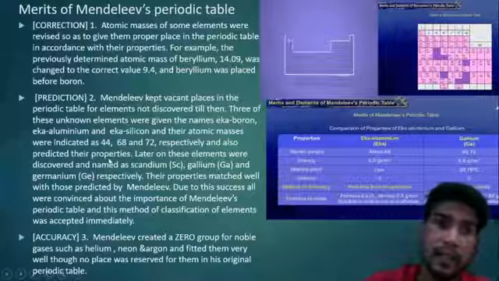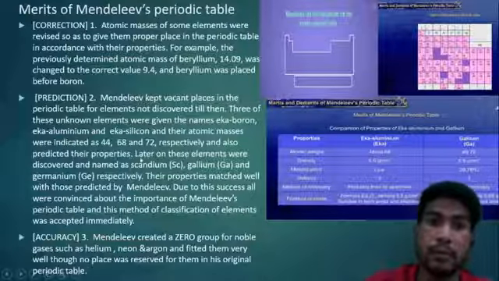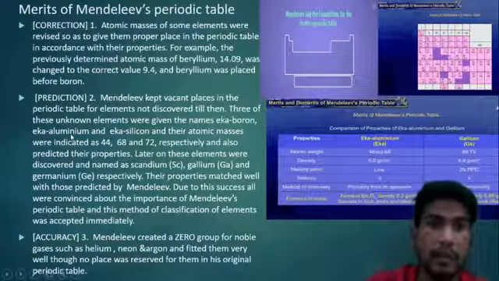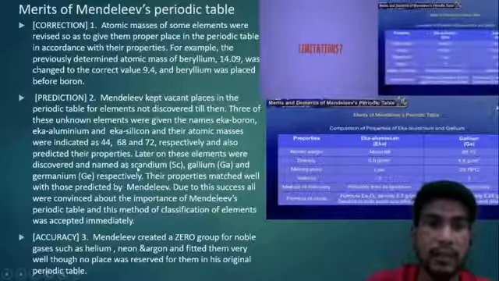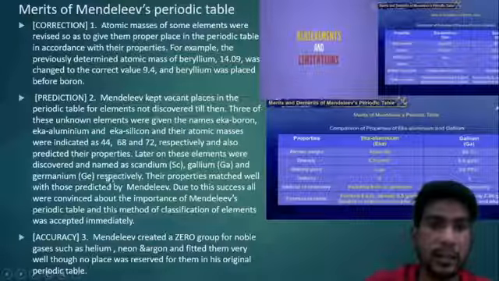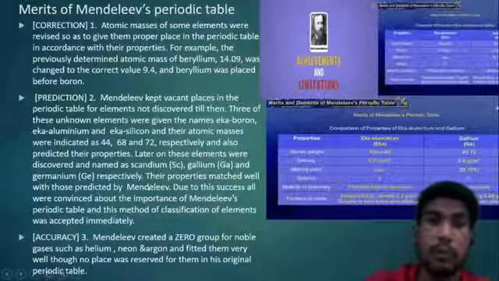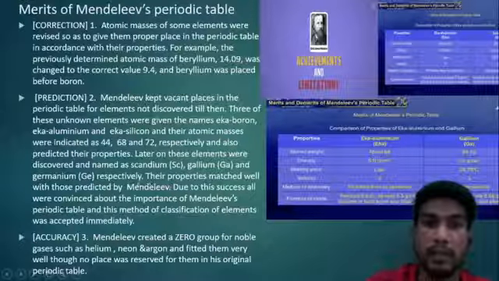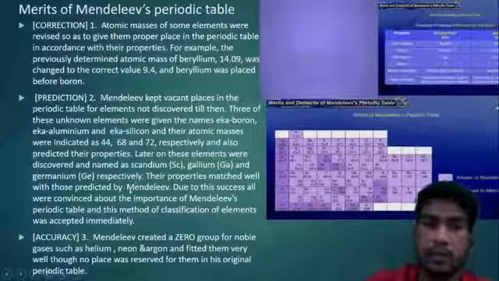So he predicted their properties, and later on the elements were discovered. Eka aluminum, Eka boron, and Eka silicon were discovered later and were named scandium, gallium, and germanium respectively. The properties matched well with those predicted by Mendeleev. So whatever prediction was made by Mendeleev regarding their properties matched very well after their discovery.